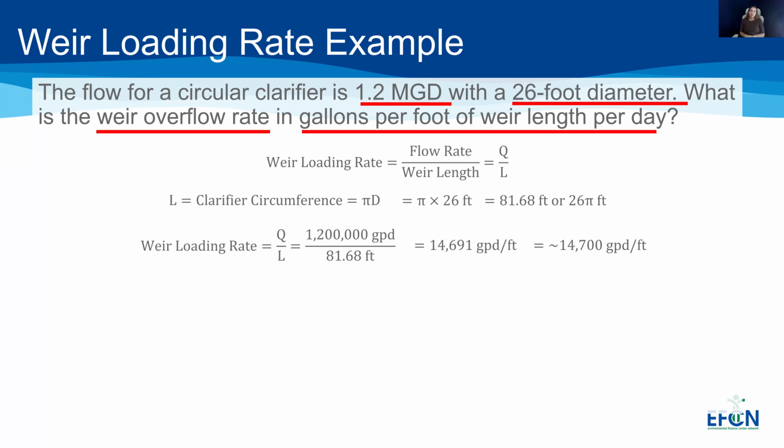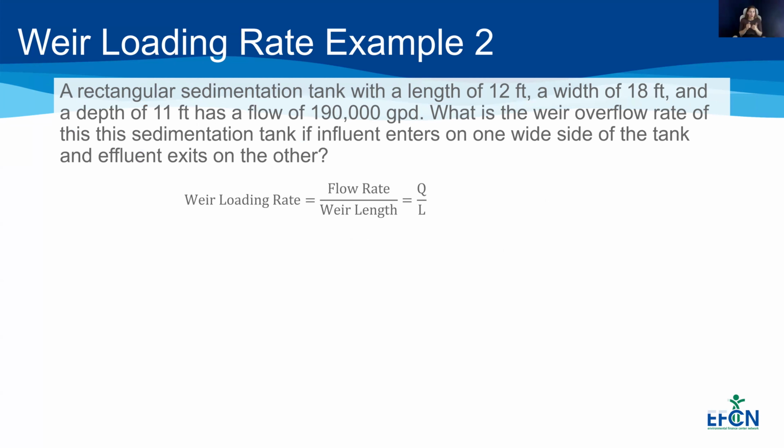Now, another way this may be done would be for an example like this, where we have a rectangular sedimentation tank with a length of 12 feet, a width of 18 feet, and a depth of 11 feet that has a flow of 190,000 gallons per day. And then we would be asked to calculate the overflow rate of this sedimentation tank. Now, since this is a rectangle, we may have a caveat like this, that the influent enters on one wide side of the tank and the effluent exits on the other.